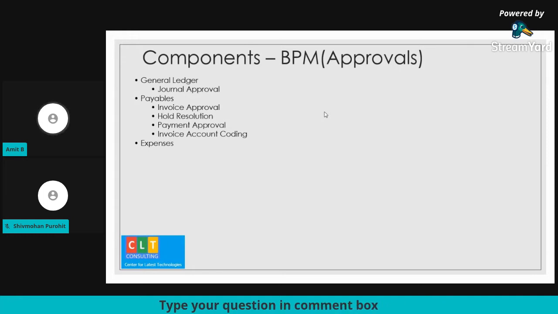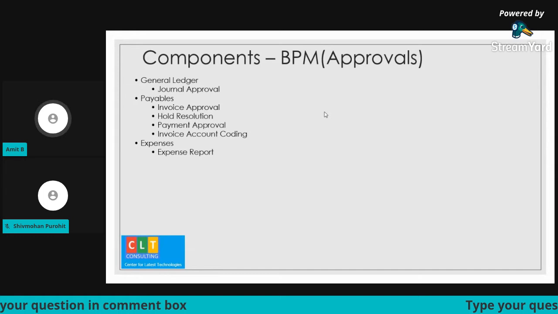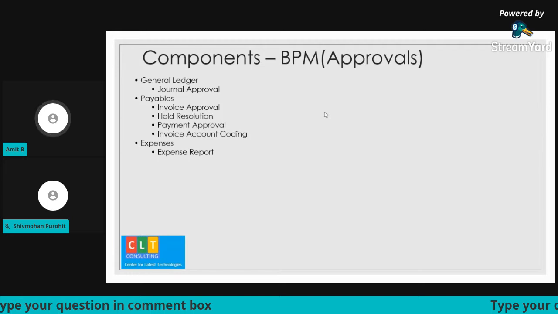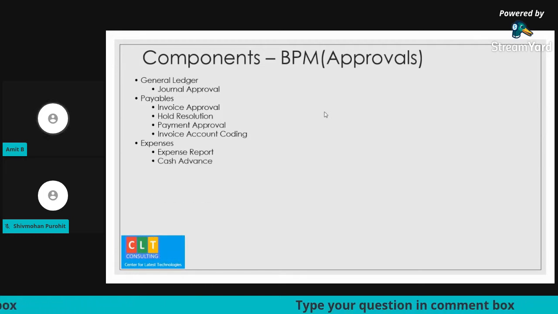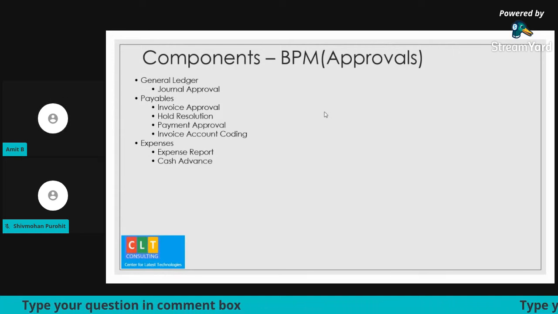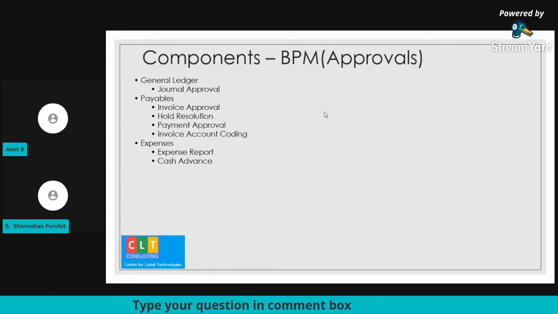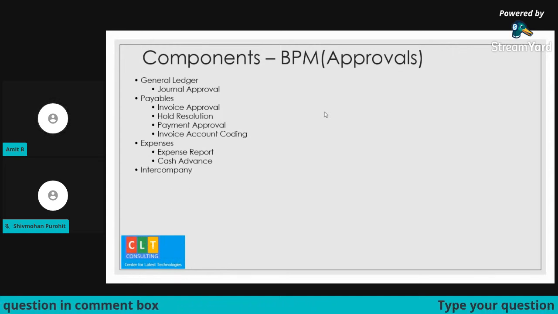Then we have expense approval, and in that we have it for expense reports. If you are creating any expense report and want that to be approved by a person or a group of persons, or an approver group, you can have approval for that. Similarly, for cash advances also, if any employee is raising a cash advance request and you want that to be approved by a certain set of people, you can have approval for that. It was not there in any other ERP version of Oracle prior to Oracle Cloud.